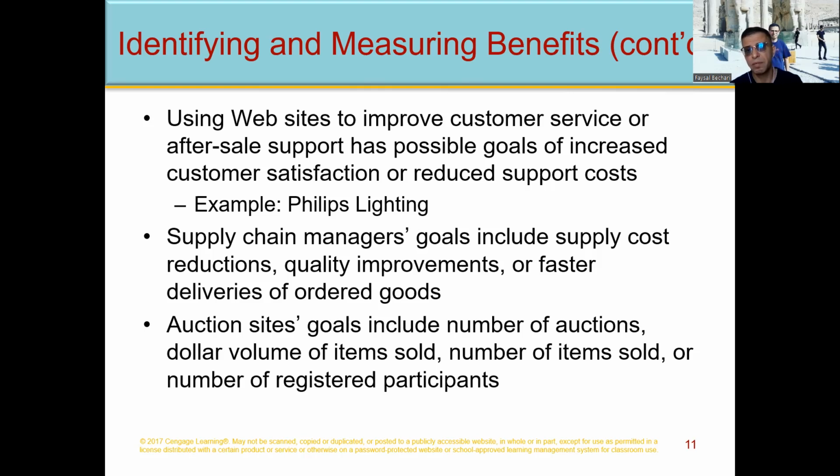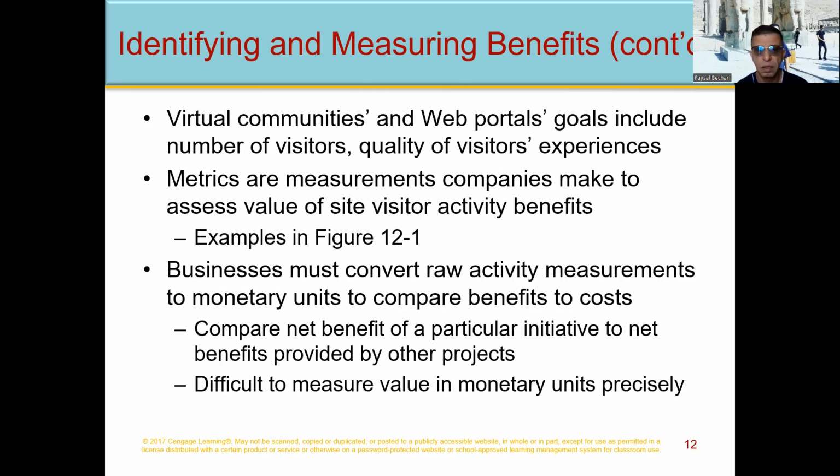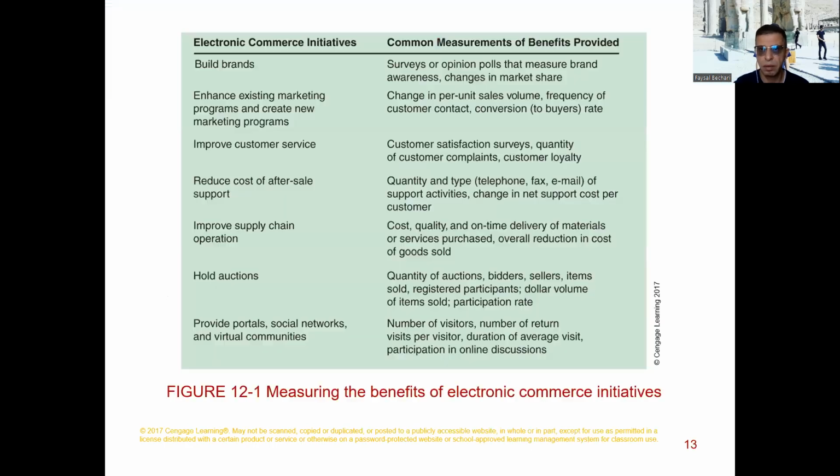Now, the supply chain manager's goals include cost of goods reduction, quality improvement, and faster delivery of ordered goods. Auction site goals include the number of auctions, dollars, volume of items sold, number of items sold, something like that, or the number of registered participants. Anyway, we'll just move on with the next step.